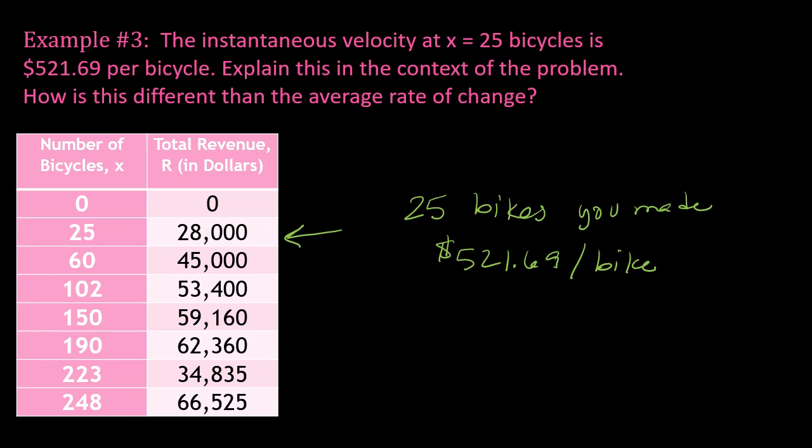It doesn't tell you what happened on the 24th bike. It doesn't tell you what happened on the 23rd bike. It doesn't tell you what happened on the 22nd bike. It is what's happening when exactly that many bikes are sold. Versus the average rate of change is what happens over a range, so from point 1 to point 2. But again, it's only what happens over that exact range. If you went up a bike or down a bike, that average rate of change is different.